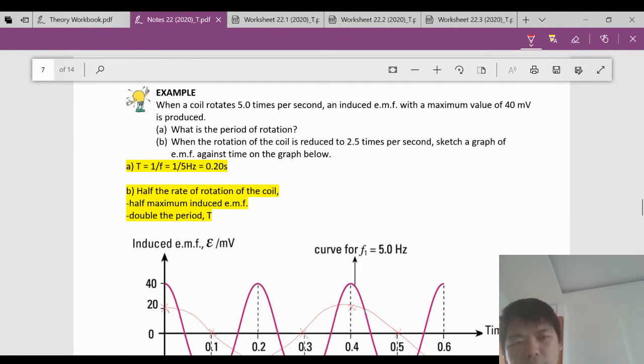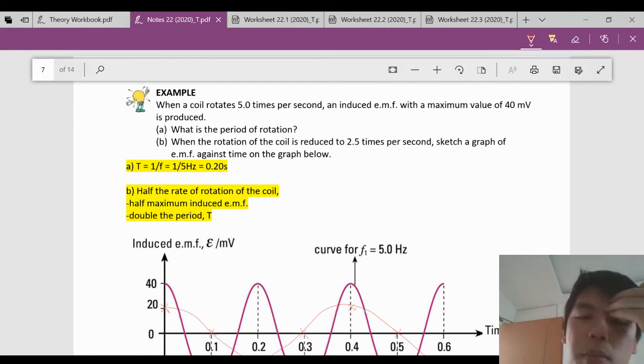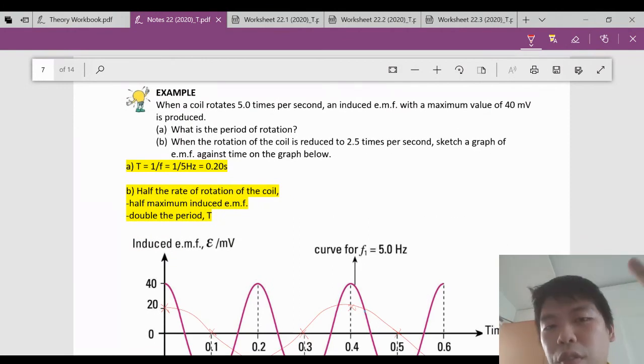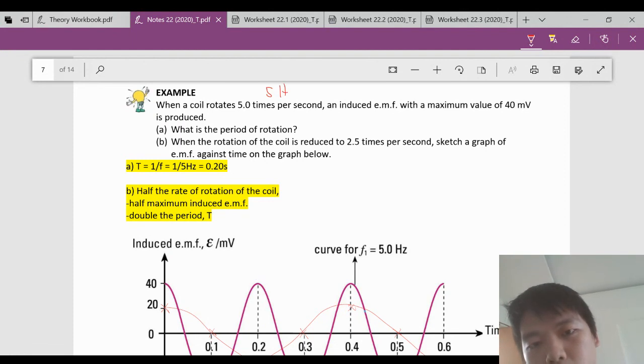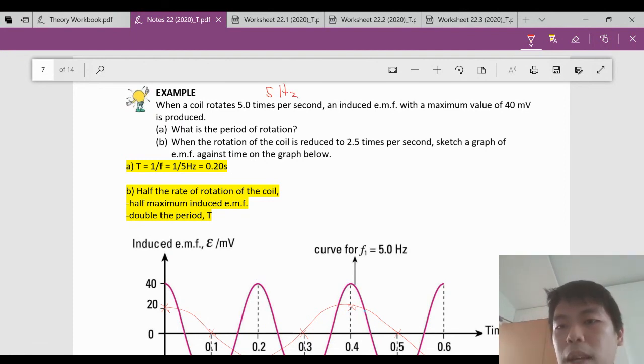So let's look at an example. When the coil rotates 5 times per second, we know that there is a frequency of 5 Hertz, and induced EMF with a maximum value of 40 mV is produced. So what is the period of rotation? T equals 1 over F. There is a formula. Write down the formula first. Then it is 1 divided by 5 Hertz. Because the frequency is 5 Hertz, you get a period of 0.20 seconds.